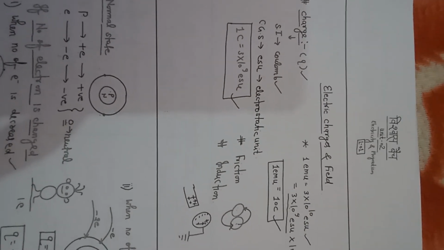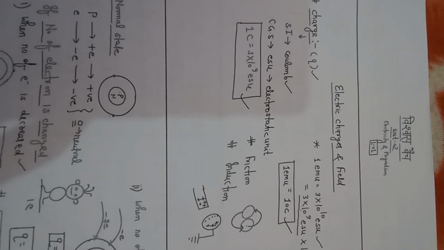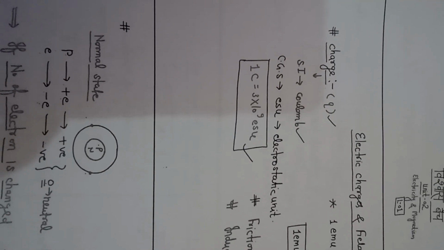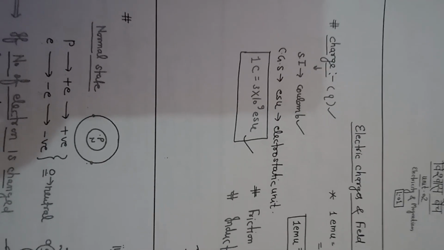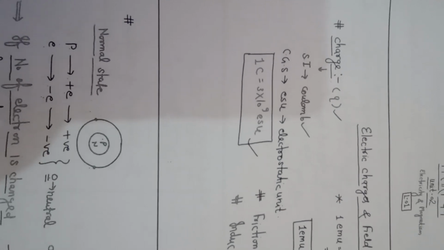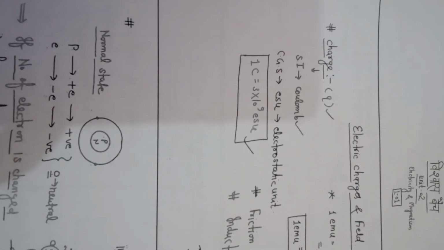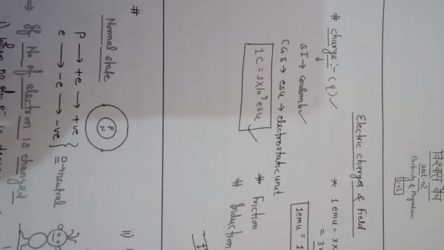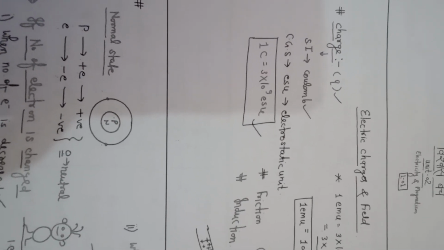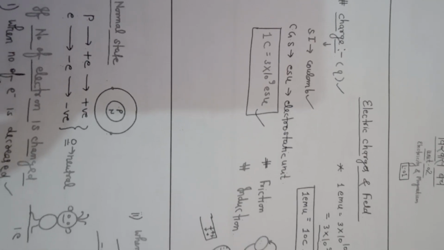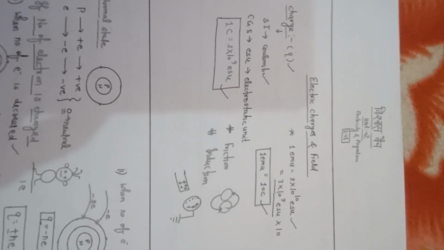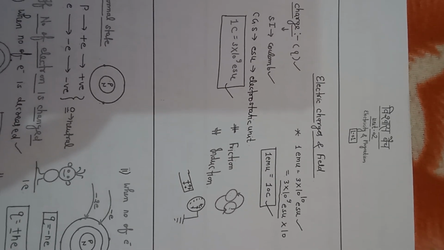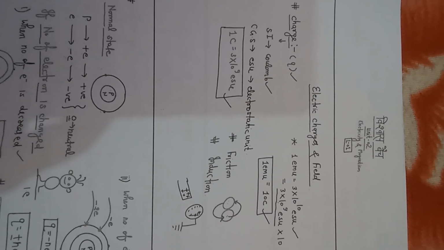electricity and magnetism, and my lecture 1 is electric charge and field. So first of all, I am not going to tell everything, but I will tell you only the concepts. The first thing is charge, and I denote it by q, and its SI unit is coulomb and CGS unit is ESU, electrostatic unit, and 1 coulomb is equal to 3 into 10 to the power 9 ESU, and 1 EMU is equal to 3 into 10 to the power 10 ESU.